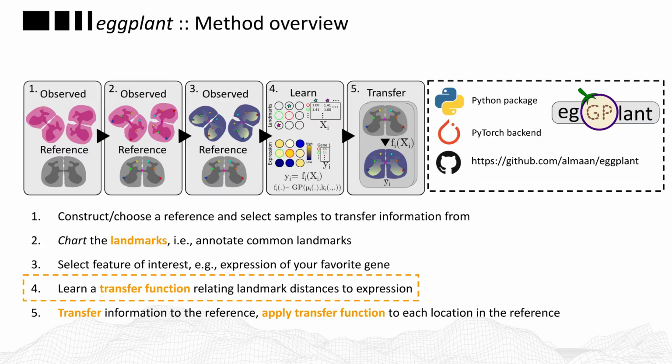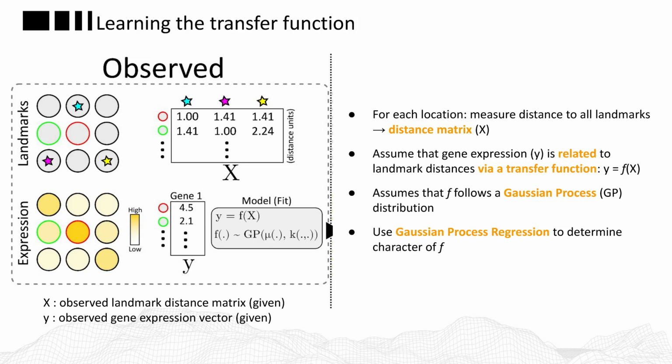Let us now have a look at this transfer function, which is actually the core part of this whole method. So we learn this transfer function by using the observed data. For each location within our observed data, we measure the distance to all of the different landmarks to create this distance matrix X. We then assume that the gene expression Y is related to the landmark distances via a transfer function F.